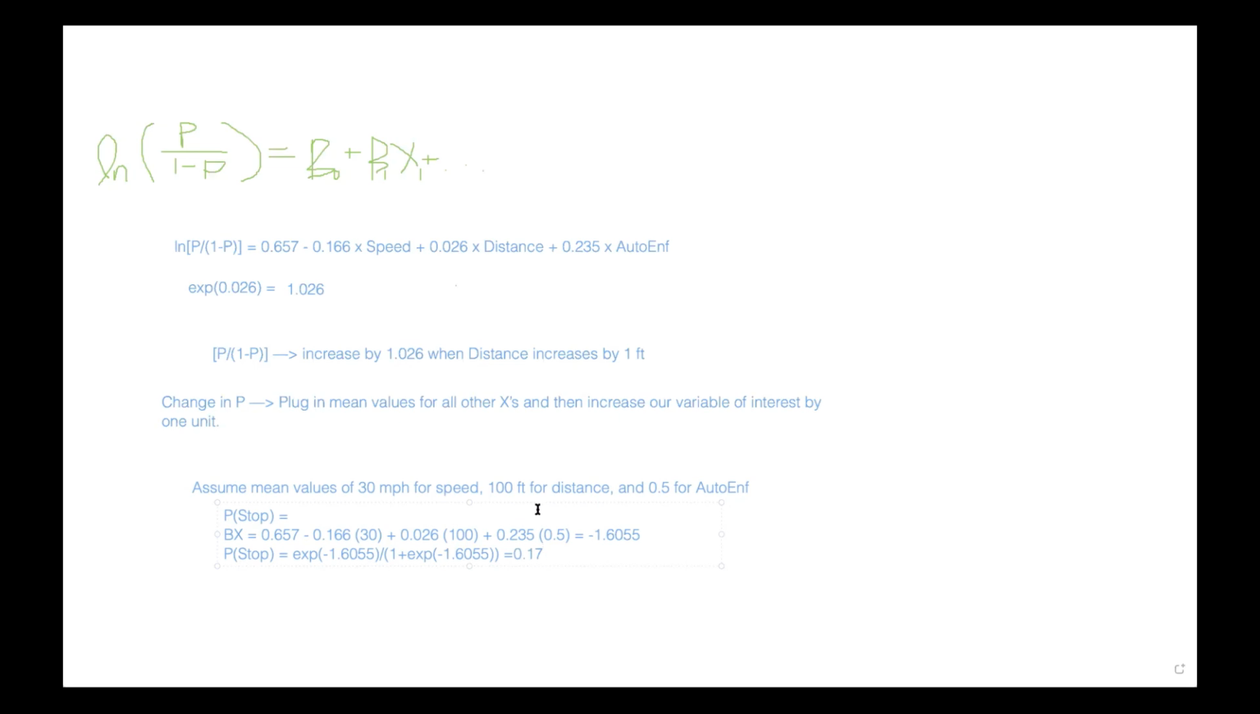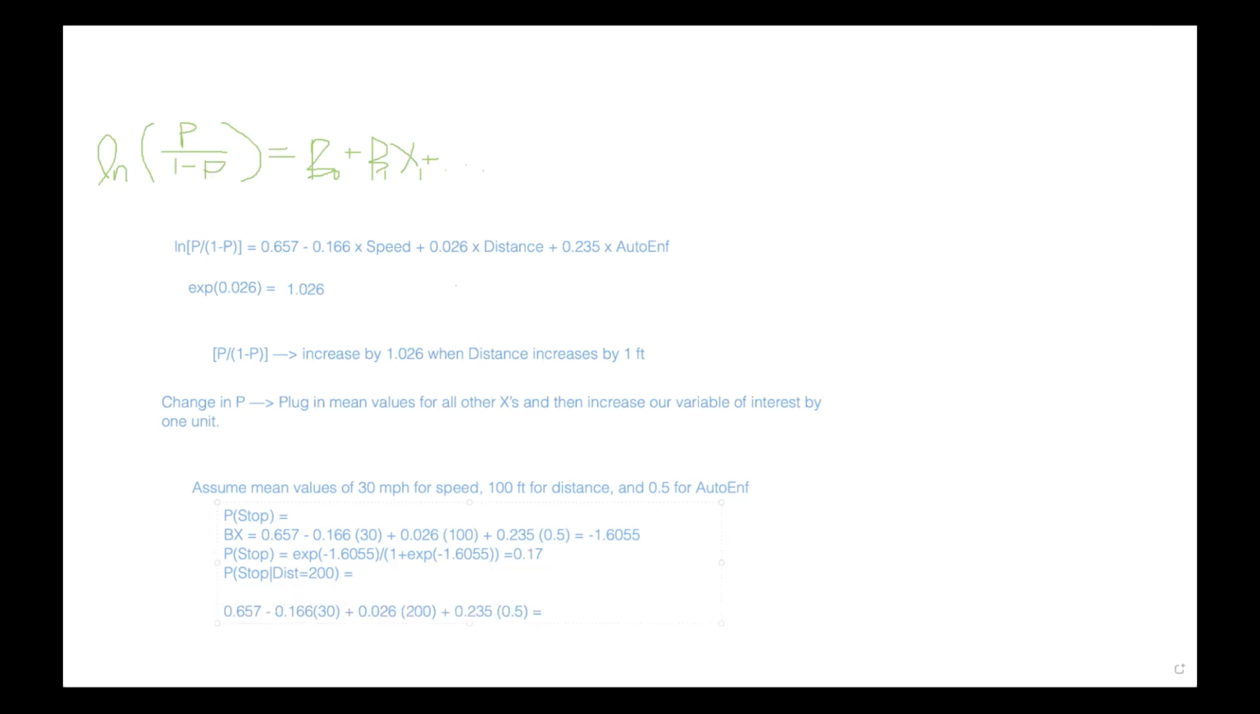Now, if we wanted to determine the probability of stopping under those same conditions, but at, let's say, 200 feet upstream, so distance equals 200, we would calculate that same quantity: 0.657 minus 0.166 times 30, 0.026 times 200 plus 0.235 times 0.5. And when I do that, we get 0.9945.